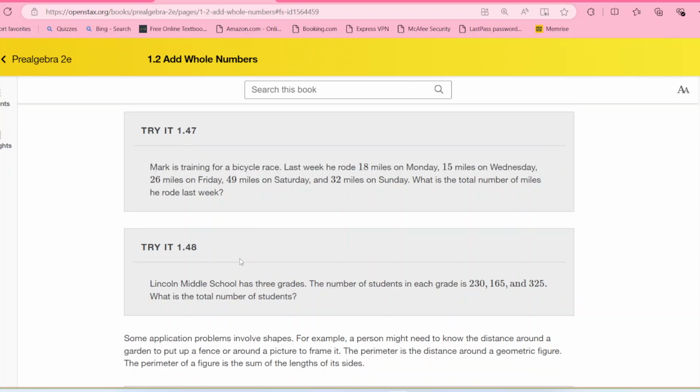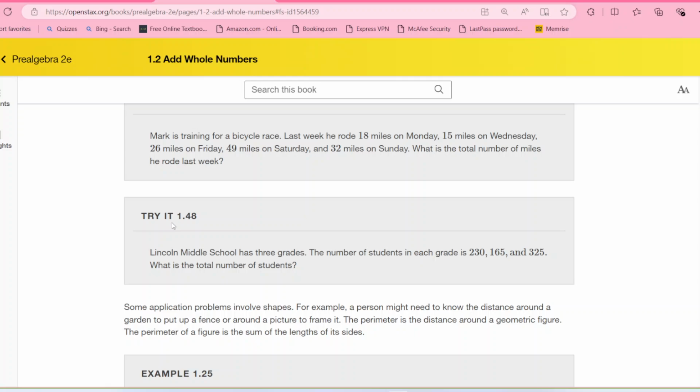All right, so next problem. Another try it, right? Try it 1.48. So Lincoln Middle School has 3 grades. The number of students in each grade is 230, 165, and 325. So what is the total number of students at Lincoln Middle School?